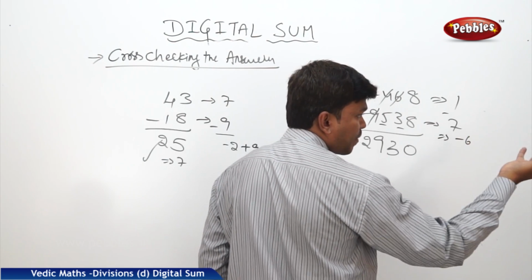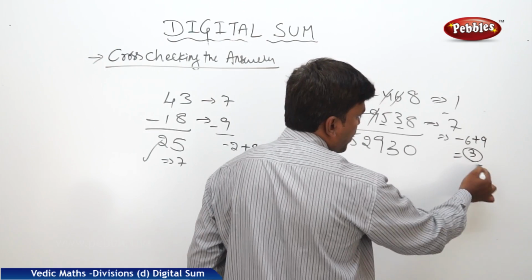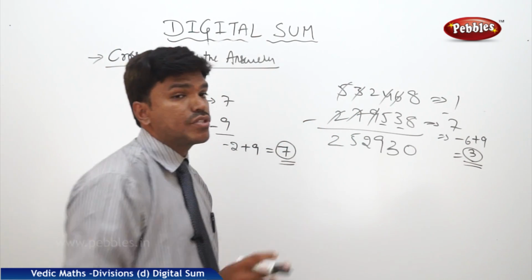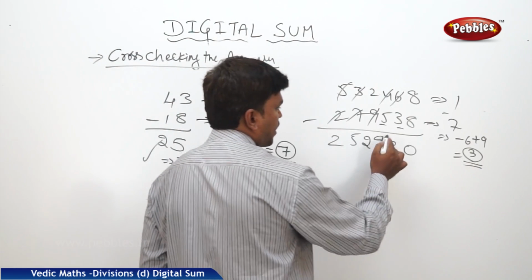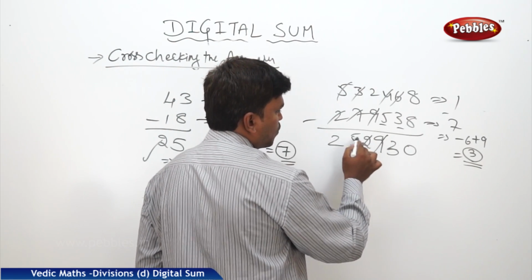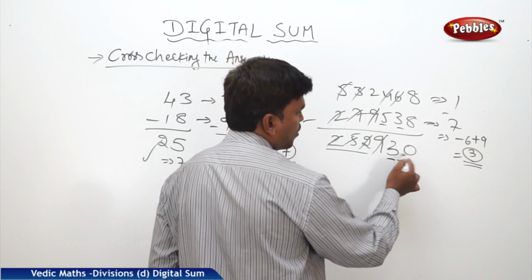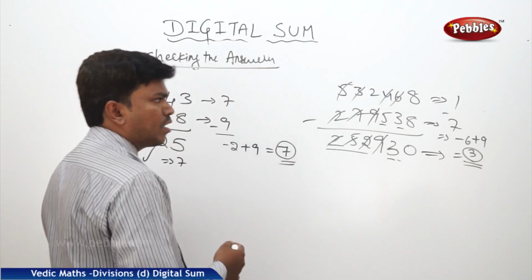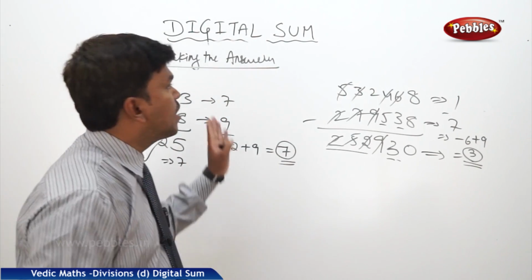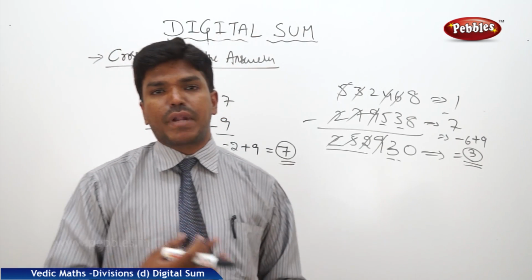Minus 6, so I'm getting the minus, so add 9 here. How much will you get? 3. So my answer's digital sum should be 3, otherwise it is wrong. Let us see. 9 ignore, so 2, 5, 2, which sum up to 9, ignore, so 3 plus 0, 3. Finally it is matching, so my answer is right. Like that, we can apply the digital sum in subtractions also.